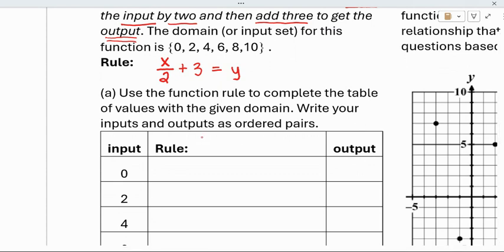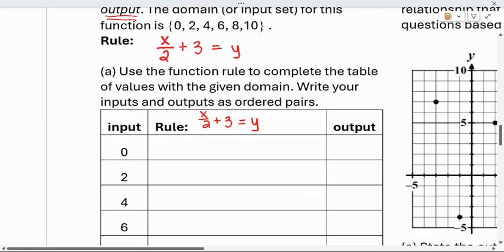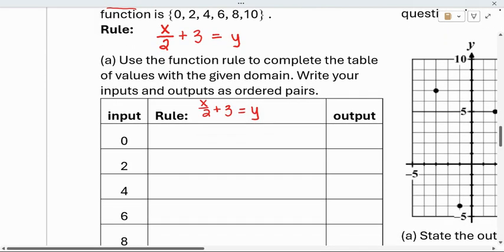So I'm going to rewrite this rule down here. So X divided by 2 plus 3 equals Y. That's the rule. That's what we're saying is going to happen. So now we're going to do a little bit of math to calculate what our outputs would be. So your input, remember, is your X value, your output is your y value.